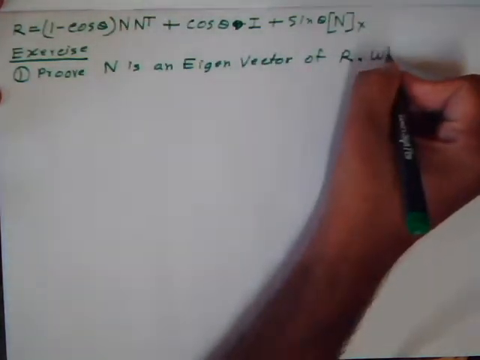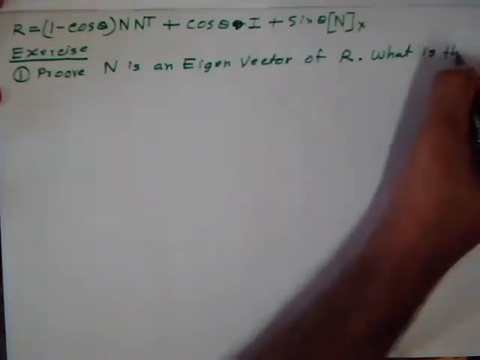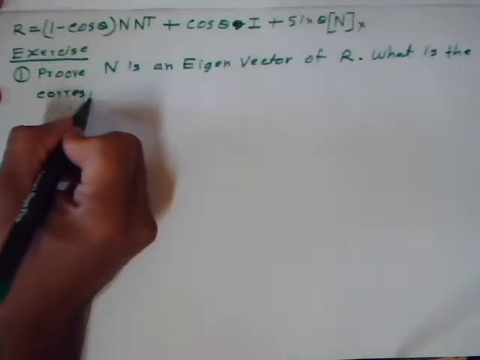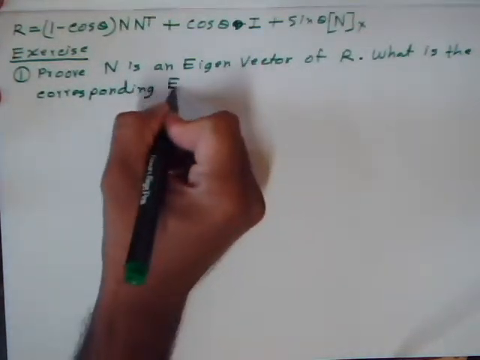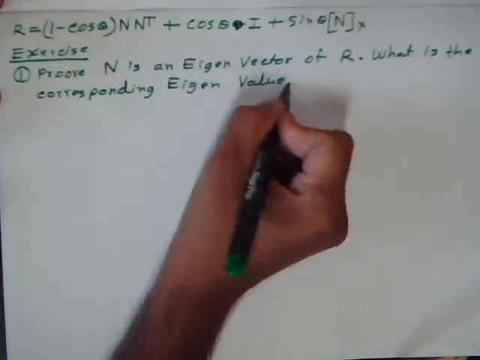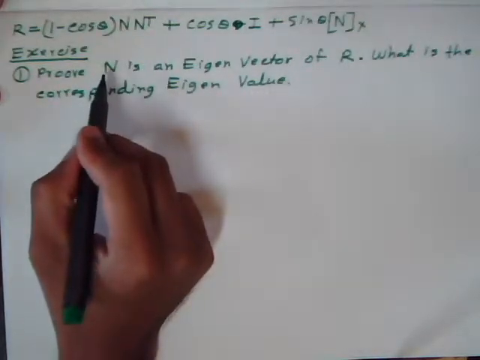Next, what is the corresponding eigenvalue? So what is the eigenvalue corresponding to the vector n?